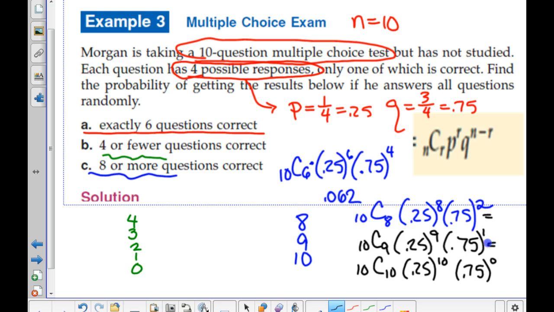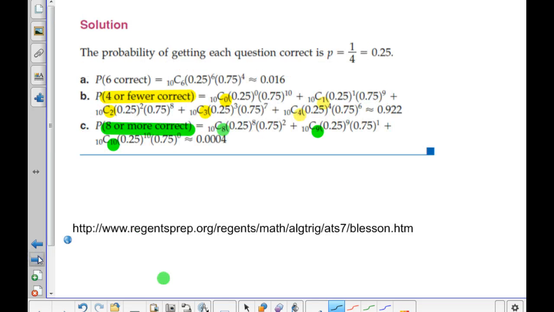Anybody do any of those? Did you get one, Vincent, or not yet? For the first one? 3.86 times 10 to the negative fourth. Okay. Times 10 to the negative fifth. Anybody do the last one? It's going to be even smaller. Okay. They added them all up and still had 0.0004. Does that make sense, guys?